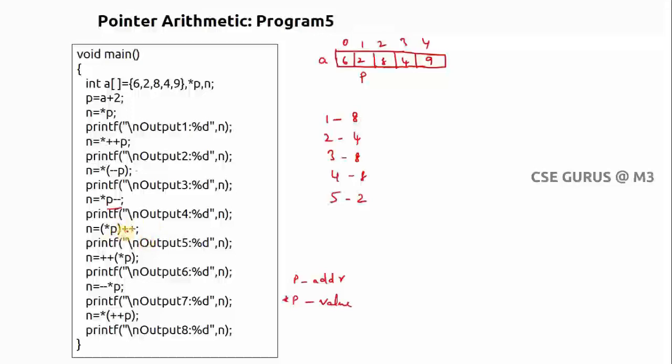Now you have to increment. What is to be incremented? Is it address or value? Now it is value. Previously it was address. Why? Because there are no braces. Now there are braces. That's why *p combinedly has to be incremented. What is *p? 2 has to be incremented. Now the value will become 3. Now you can see the position of the pointer is not changed. Why? Because only the value is changed, not the address. Like this you need to consider.